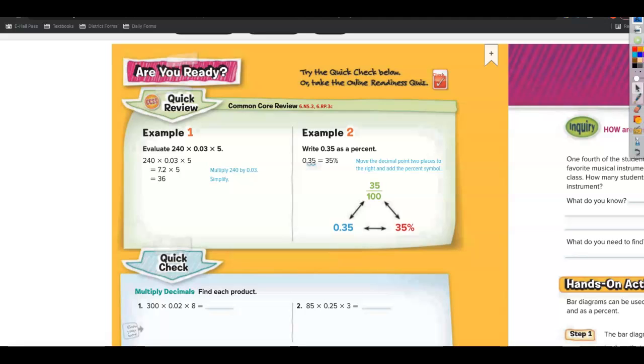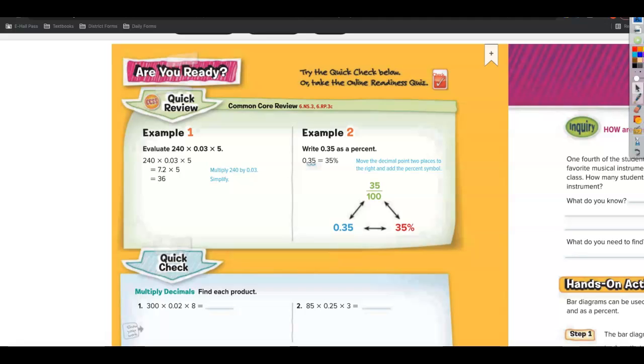Okay, so I am in your textbook on page 98. I'm going to go over these quick review examples, and then I'm going to ask you to do the quick check problems at the bottom. So up at the top, quick review, example 1 on page 98.